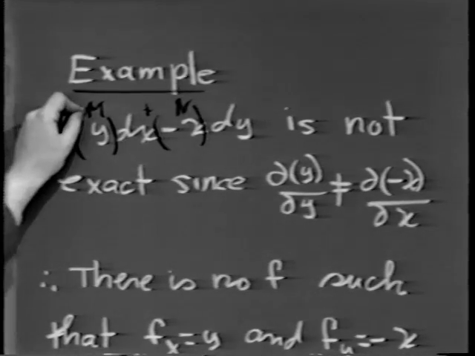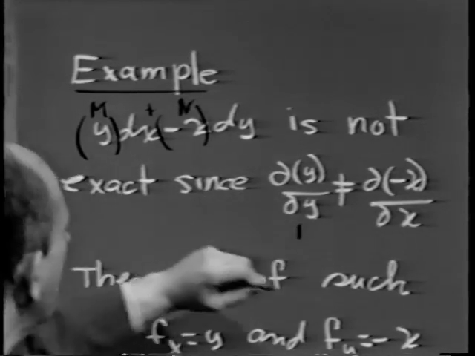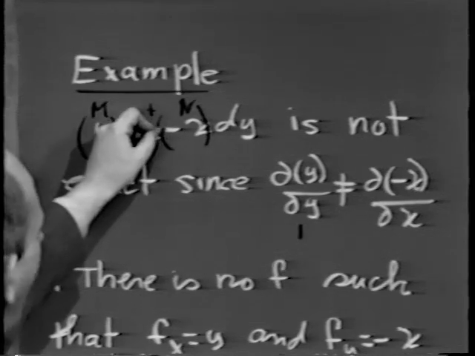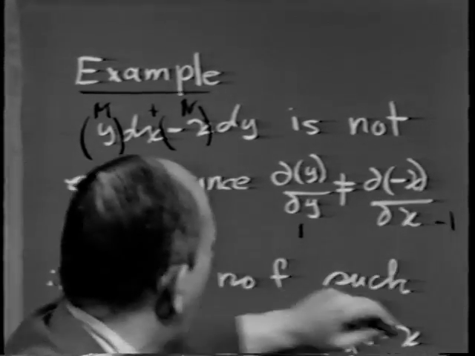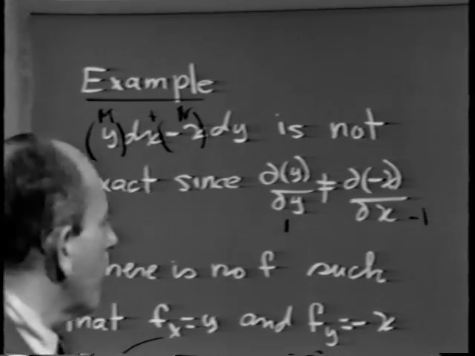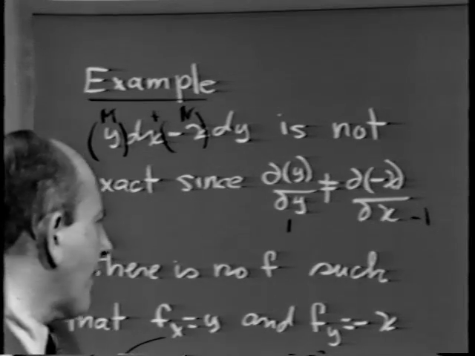And the partial of m with respect to y is just the partial of y with respect to y, which is 1. The partial of n with respect to x is the partial of minus x with respect to x, which is minus 1. Since 1 is not equal to minus 1, this is not exact, because if it were exact, these two partials would have to be equal.